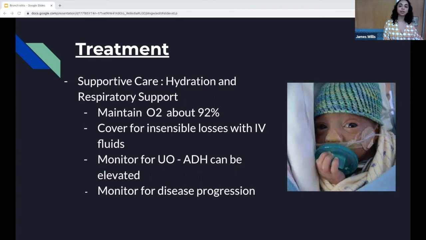You want to start fluids to cover for insensible losses, but keep in mind that you want to avoid fluid overload because that can lead to pulmonary congestion and worsening outcomes. So you don't just want to keep bolusing these kids when they're in the ER for multiple hours. ADH at times can be elevated, leading to urinary retention and hyponatremia. So monitoring urinary output is very important, especially when they're on the floor. IV hydration is necessary a lot of the time due to how tachypneic these kids are. They have an increased risk of aspiration, and that way you can ensure adequate hydration and avoid aspiration.